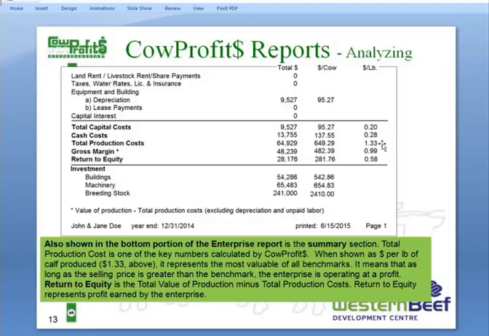benchmark that CowProfit produces. Return to equity is the final total, and that's total value production minus total production costs, and that represents the profit earned by the enterprise.